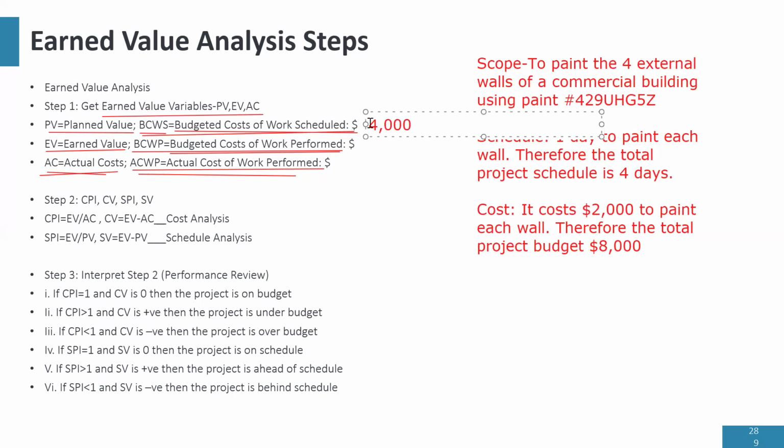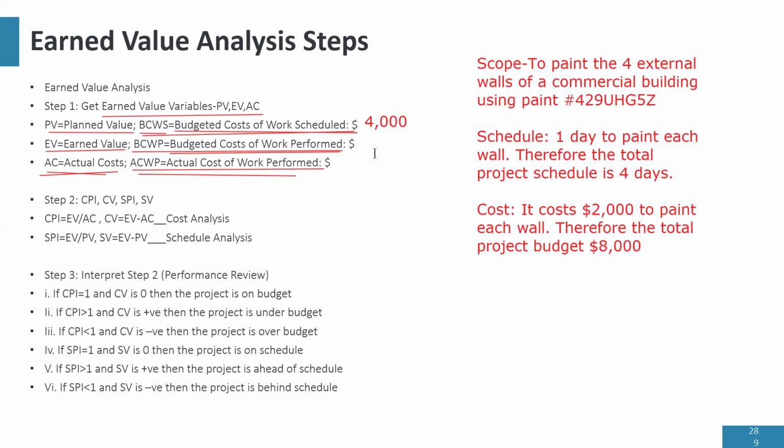It's 4,000. If the project was at the end of the 3rd day, my planned value, because what have I scheduled for 3 days? 3 walls. What's the budget for 3 walls? 6,000. But because we're at the end of the 2nd day, I look at what I have scheduled for 2 days? 2 walls. And what's the budget for 2 walls? 4,000. So planned value would be 4,000.